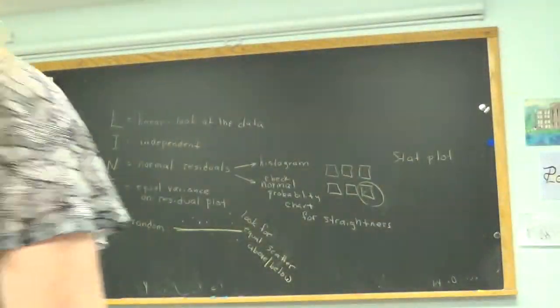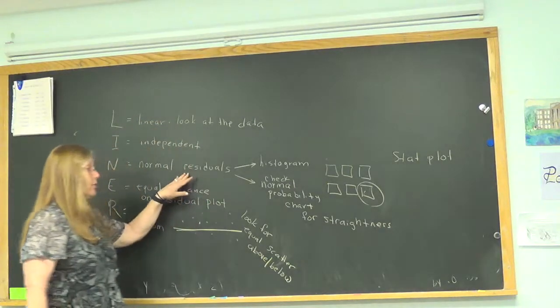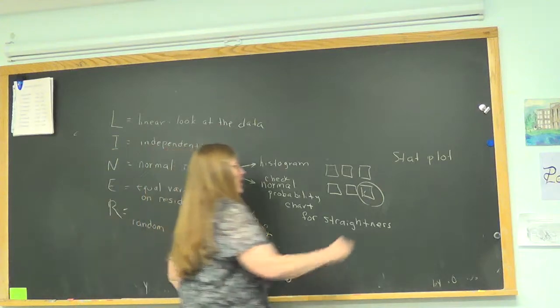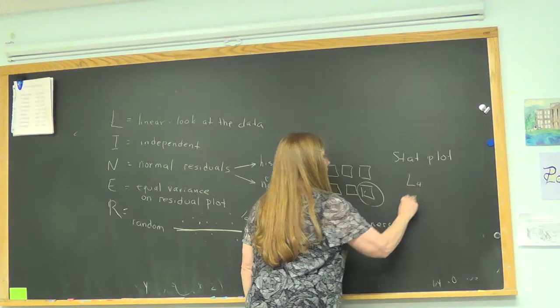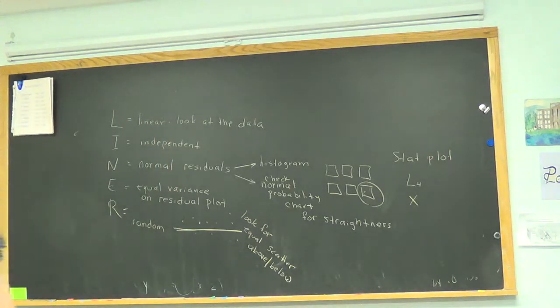Is this what it's supposed to look like? Data list L4 for normal probability, and we're looking for residuals. If I remember, they were lurking in L4, right? I think so. All right, so we're going to do L4 on the X axis. Is there any other question that I have to answer? No. Okay, then pull that up.